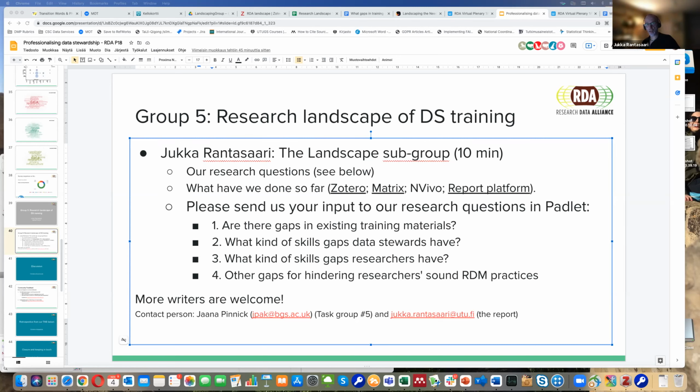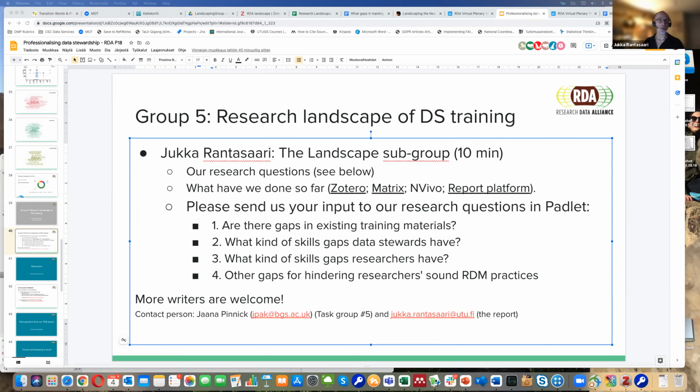Section 1 will frame the challenges in professionalizing data stewardship and pose the research questions. Section 2 will describe the methodology we use to collect and analyze the text corpus. Section 3 presents the identified gaps in data steward and researcher skills and in current training materials.